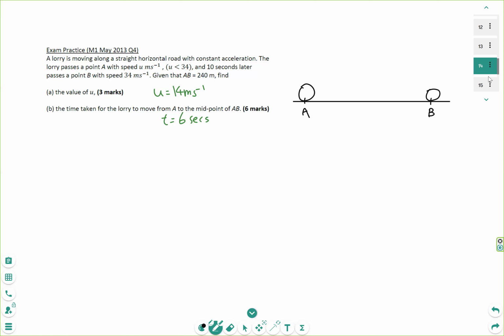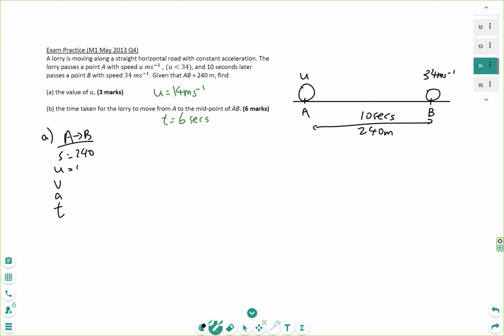And 10 seconds later, it passes point B, so 10 seconds, with speed 34 meters per second. Given that AB is 240 meters, find the value of u. So from A to B, SUVAT. I know S is 240, u is u, v is 34, a is unknown, t is 10. So the one without a is s equals u plus v times t over 2.